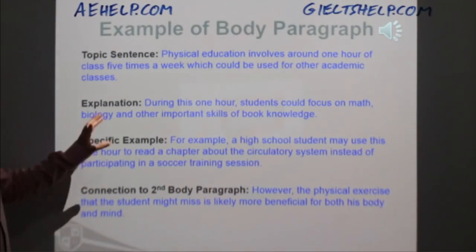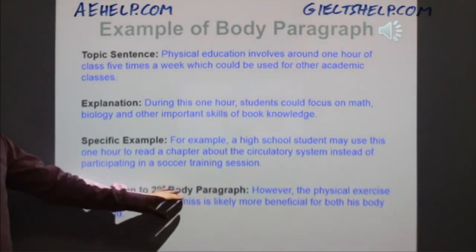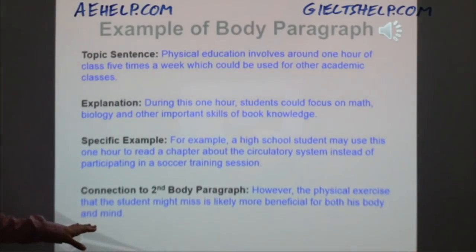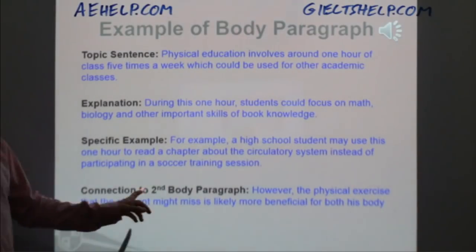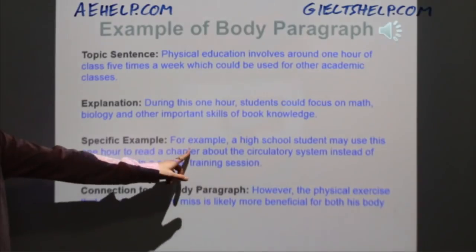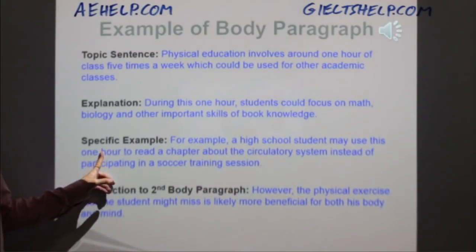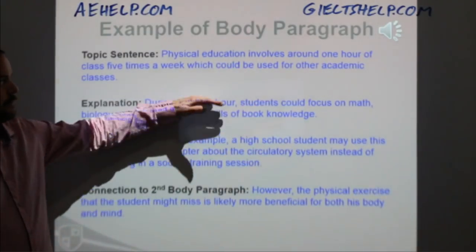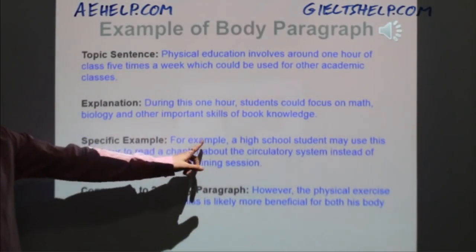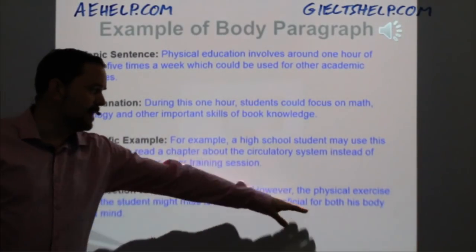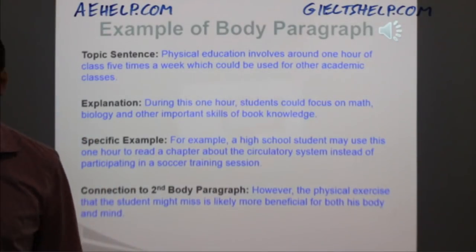All right, so that is a good example of this explanation, and then here's a connection to my second body paragraph, okay? So here I can say, however, the physical exercise that the student might miss is likely more beneficial for both his body and mind. Okay? So here my connection is actually referring back or using the example. And this is the idea of cohesion, so having a very cohesive style writing. Notice that the information is strongly joining each of these sentences. So, however, the physical exercise that the student misses, this student, is likely more beneficial for his body and mind. All right, so I've concluded this and I'm opening it up for the next body paragraph. All right?